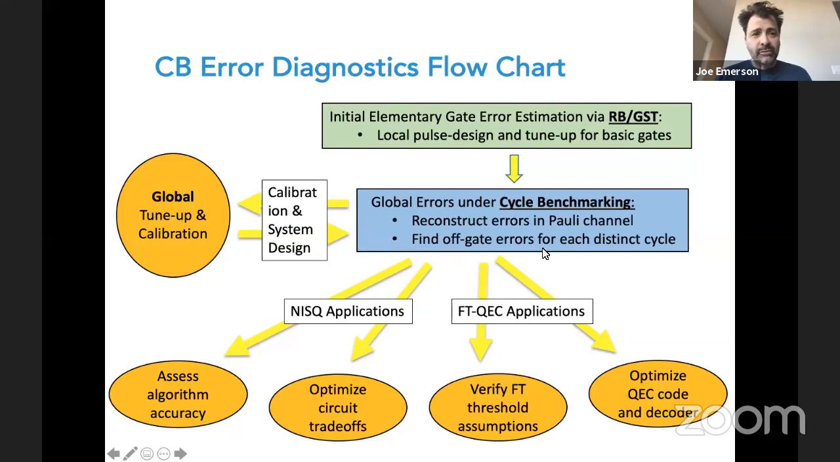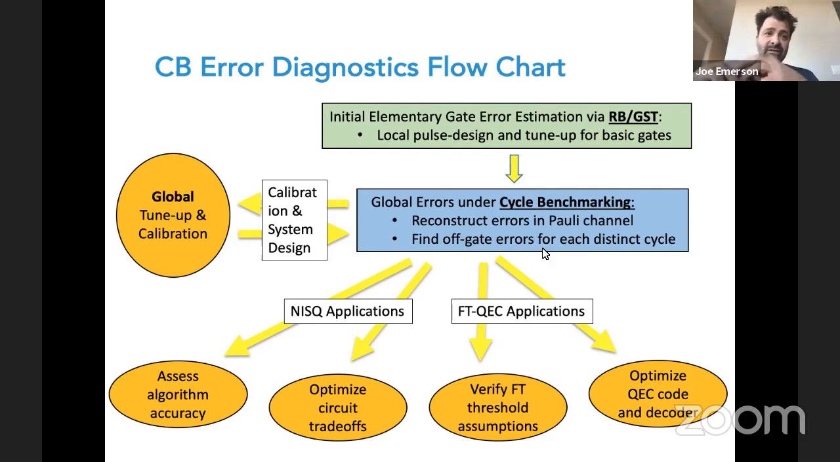And so if we move down to the blue box, these are the global errors estimated under cycle benchmarking. And the word global is not the perfect word here. What I'm talking about is aggregate errors. Essentially what you're going to see later is that if I have a 10 qubit system and I apply a gate on qubits 4 and 5, people traditionally have thought about what is the error on the gate by looking at qubits 4 and 5. What we're seeing, as we work with almost all experimentalists now, and across all systems, is that you can have very dominant errors that aren't even on qubits 4 and 5 that are induced by the gate on 4 and 5.